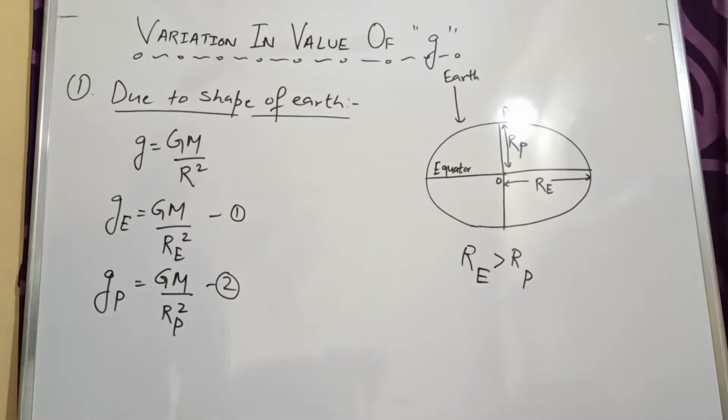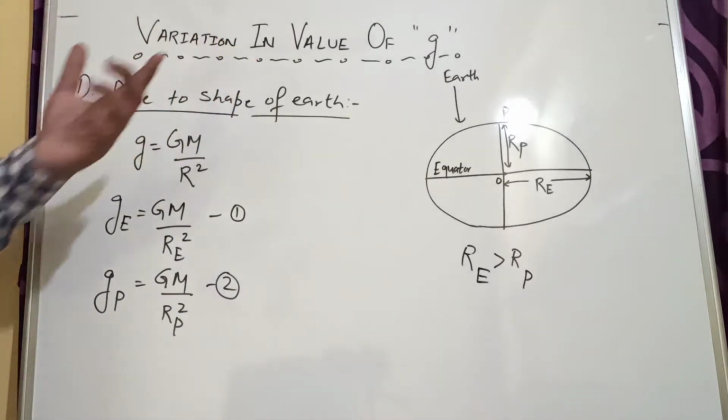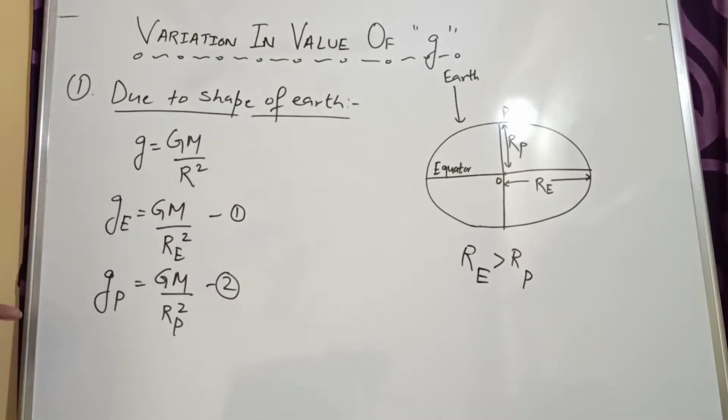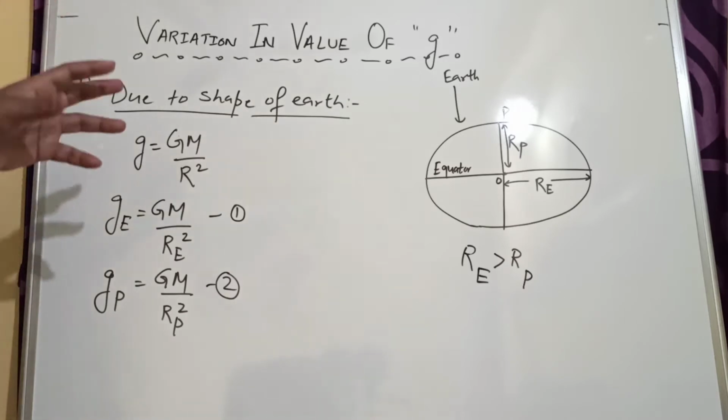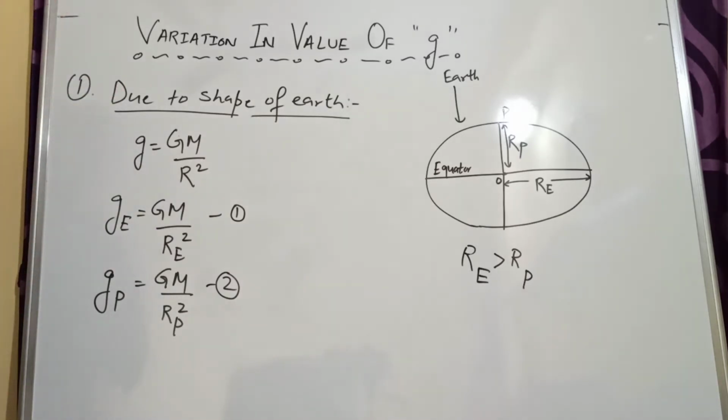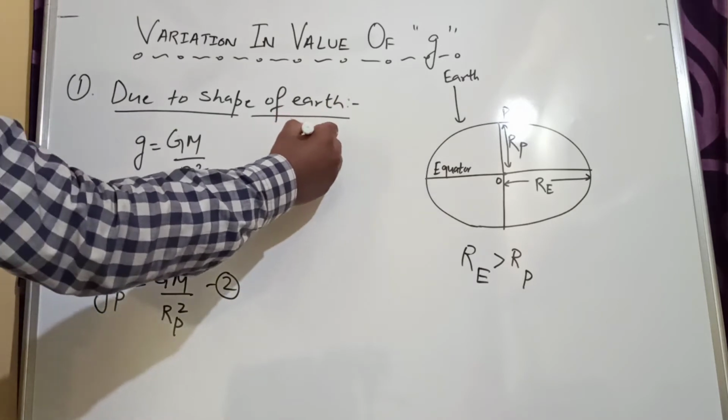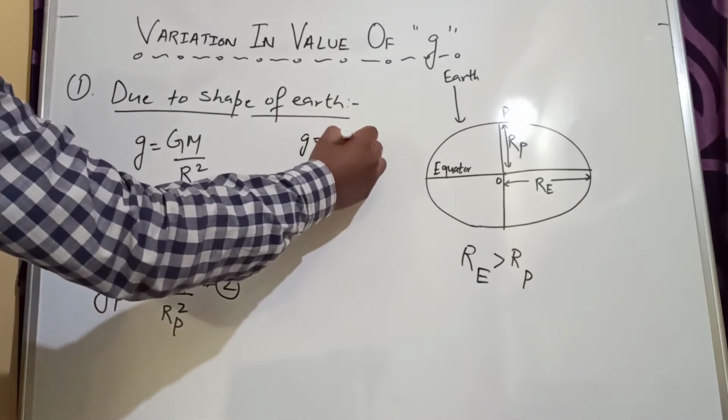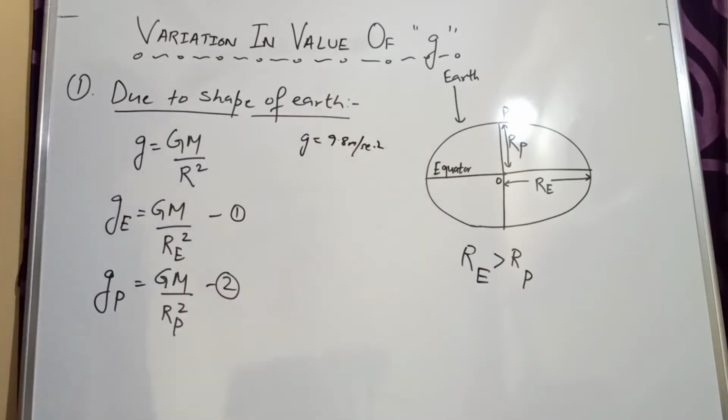Okay, so today we will study about the variation in the value of g. In the last video, I explained how to calculate the value of g, right? And I told you that at the surface of Earth, the value of small g is 9.8 meter per second square. Now in this video we will see what the variation of g is.